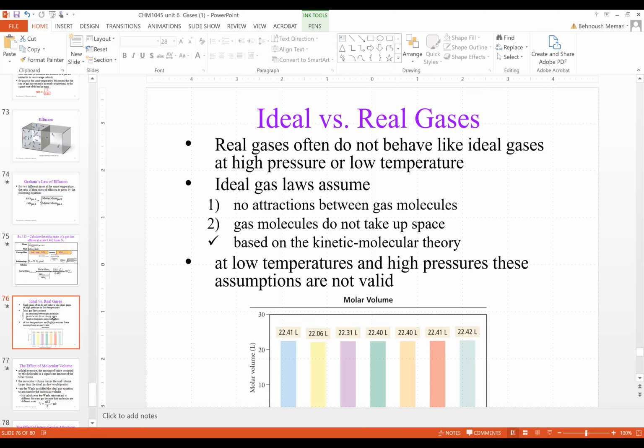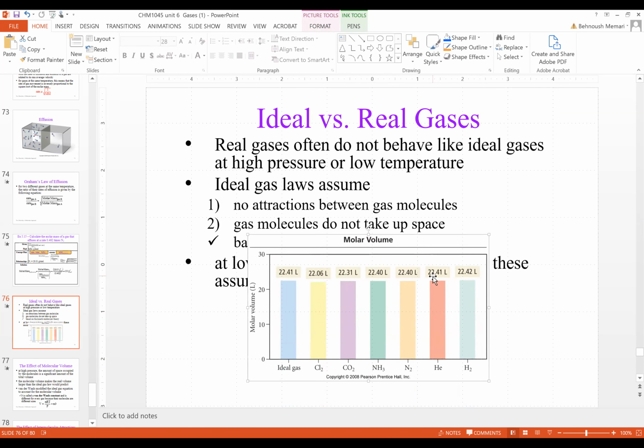The difference between ideal gas and real gases is that for ideal gases, there is no attraction between the gas molecules, and gas molecules do not take up any space based on the kinetic molecular theory. At low temperature and high pressure, these assumptions are not valid. So if the temperature is low and pressure is high, the gas is going to behave like a real gas, and the molecules will actually occupy some space.